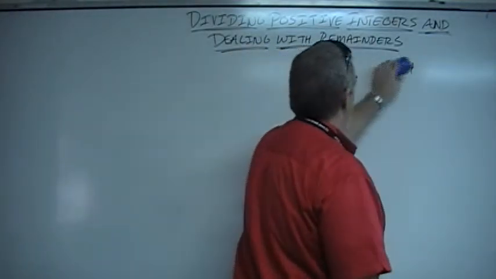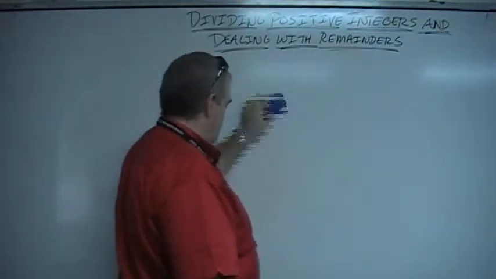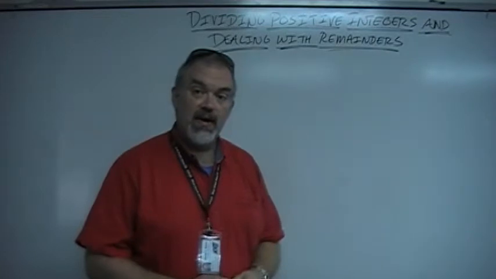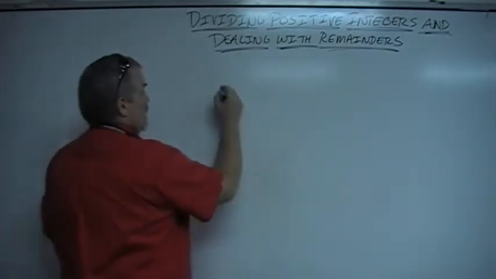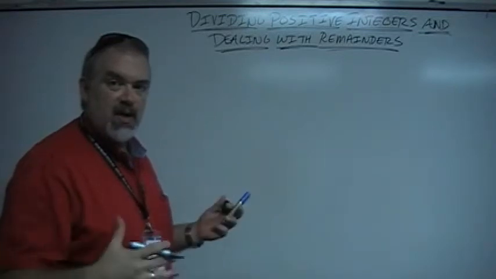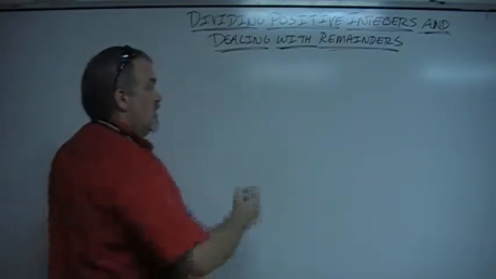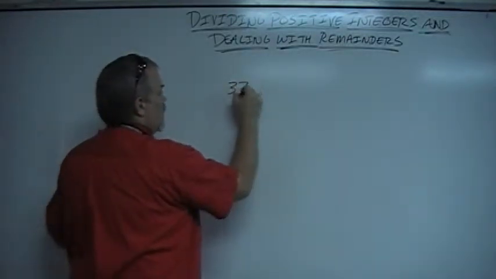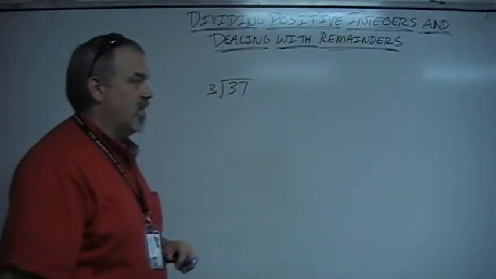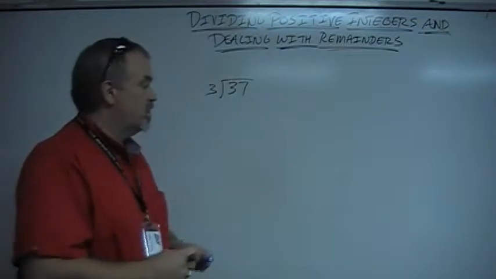Just like with multiplication or addition or subtraction, we can always use an algorithm. And rather than doing them vertically like you would typically do with multiplication or subtraction or addition, we use this little form that we had a little while ago. Let's say that we had 37 divided by 3.